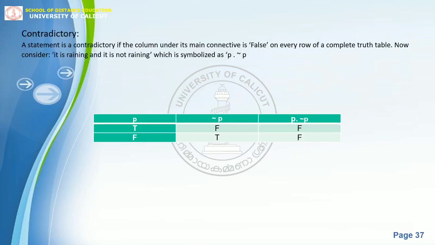Let us have a look at how we can display a contradictory statement. A statement is contradictory if the column under its main connective is false on every row of a complete truth table. Now consider it is raining and it is not raining, which is symbolized as P conjunction negation P. Here the contradiction is displayed through the truth table.